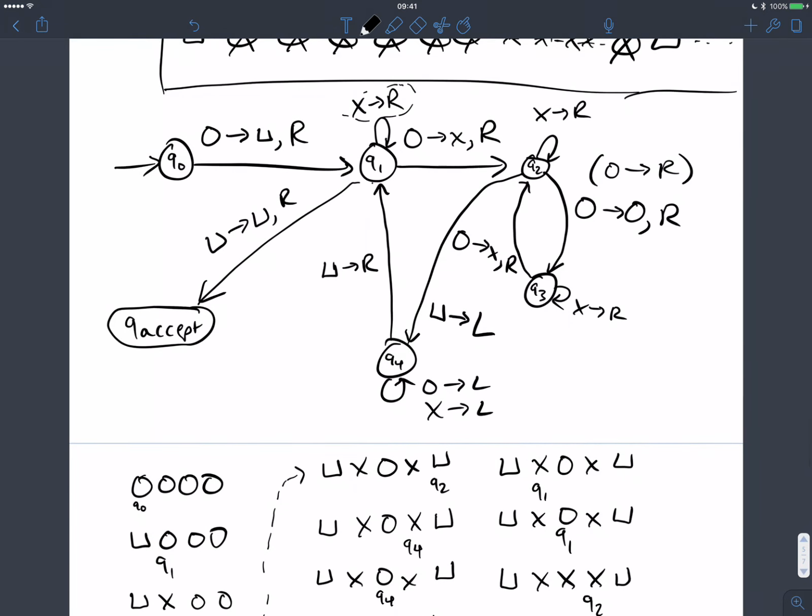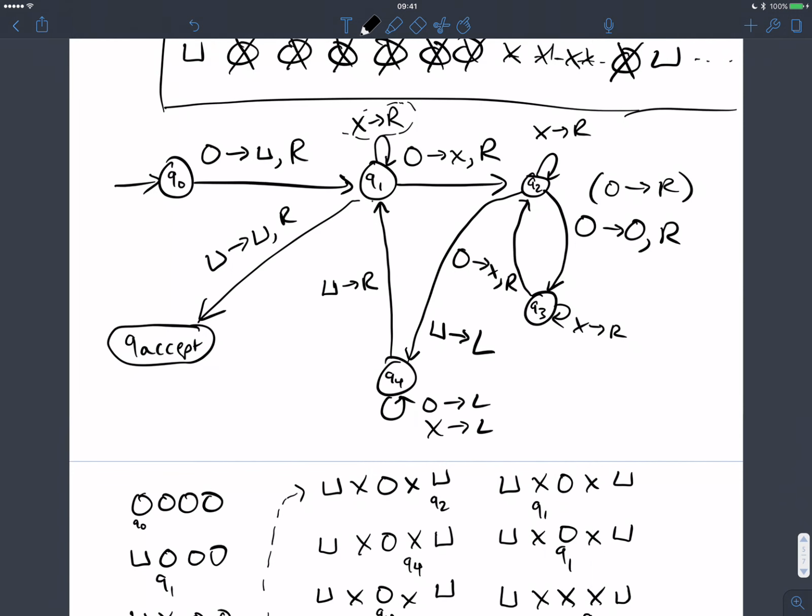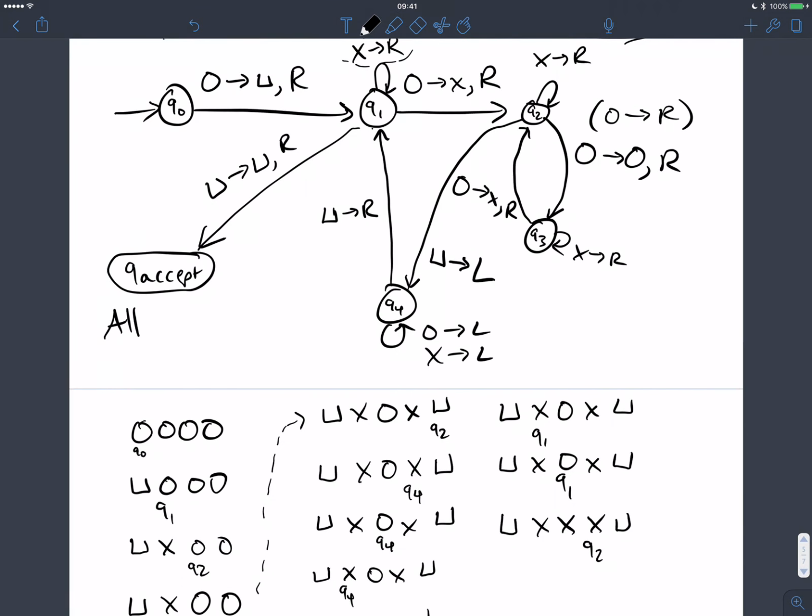Is there something missing from this diagram? Q reject. Why do you think I didn't draw Q reject? What about all the transitions from Q3 on input blank? I said it had to be a total function. Q3, for example, doesn't have a transition on blank. So where do you think all those transitions go? Q reject. So all unwritten transitions go to Q reject.